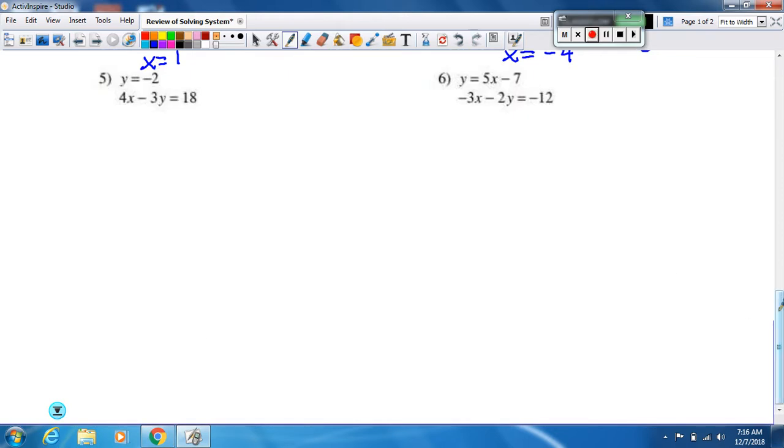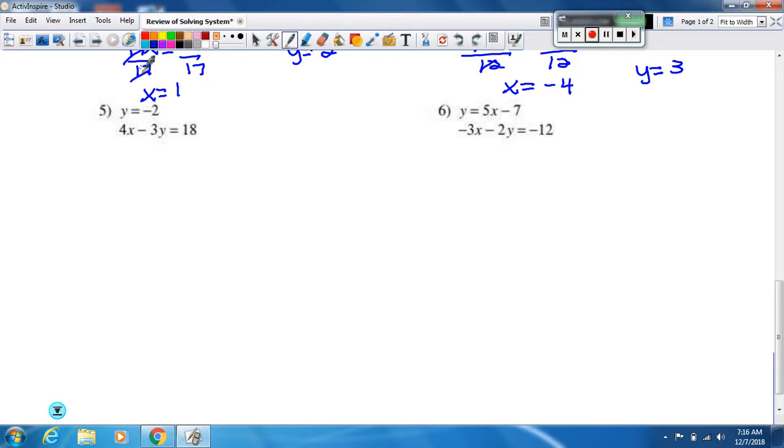The next one, actually, on this next one, they've done half the work for us. They told us the y is negative 2. So on our answer, we know that y is negative 2. We just got to find the x value. So I'm going to take this other equation and write it in 4x. This says negative 3 times y. So negative 3 times negative 2 is a positive 6 equals 18.